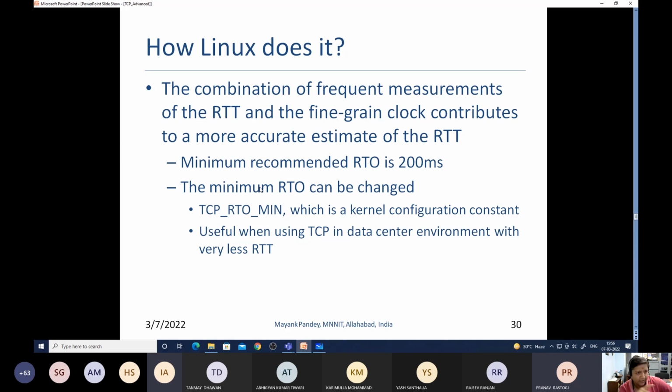Suppose you are in a data center and two servers sitting in a single rack are communicating. Then you can change the RTO. There is a macro TCP RTO min, which is a kernel configuration constant, and you can set this value to have an RTO value below 200 millisecond. Fine.